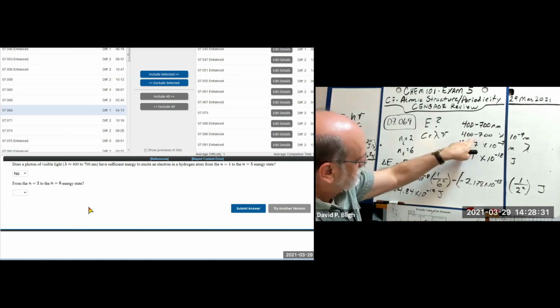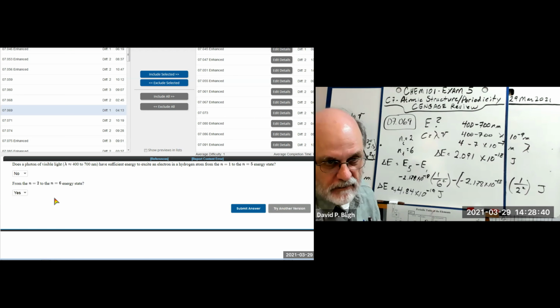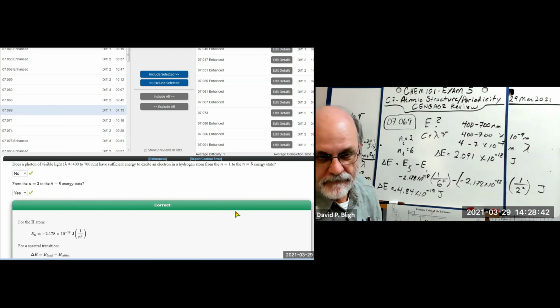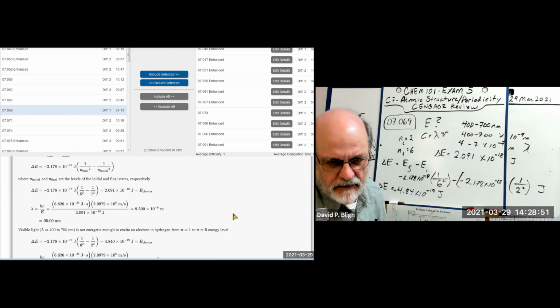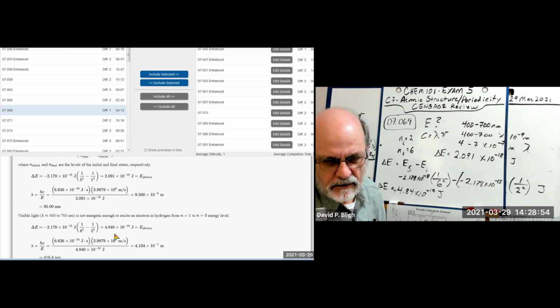Okay. It looks to me like we do have enough, because this falls within that range, right? 4 to 7, 4.1. So the second one should be yes. First one's no, second one's yes. Okay. And that looks like the same way that they did it. The energy of the photon required here and then here, two different values, and then convert those into wavelength.